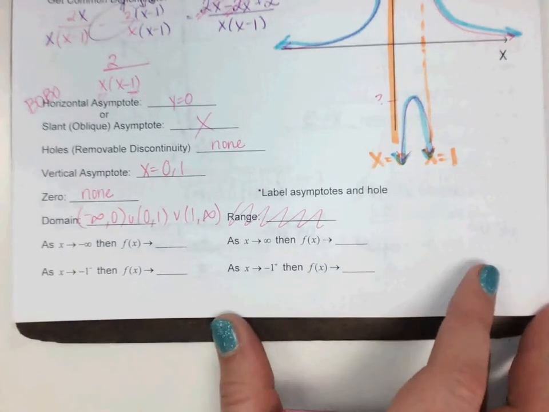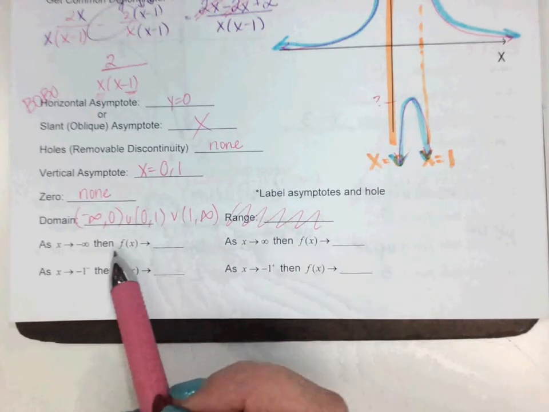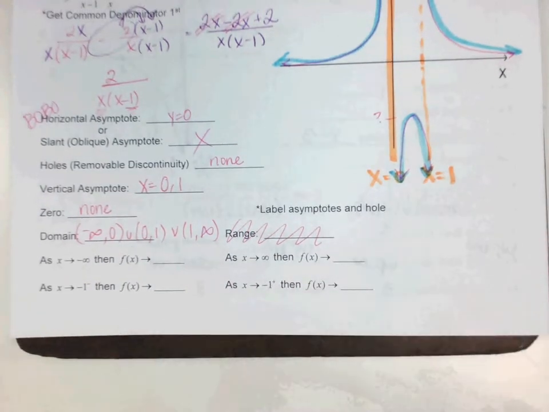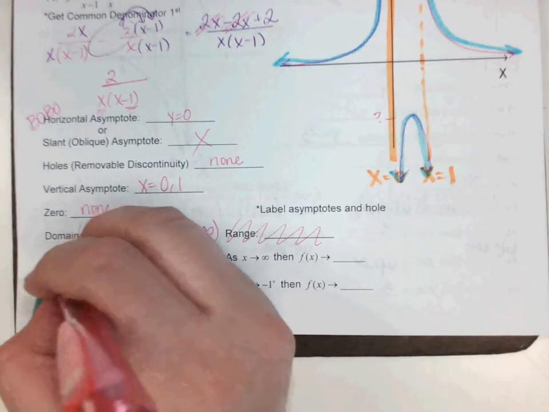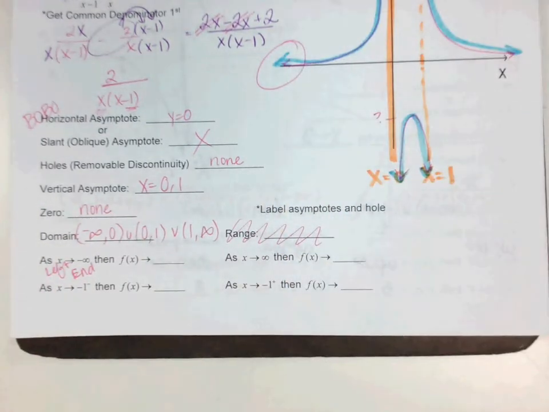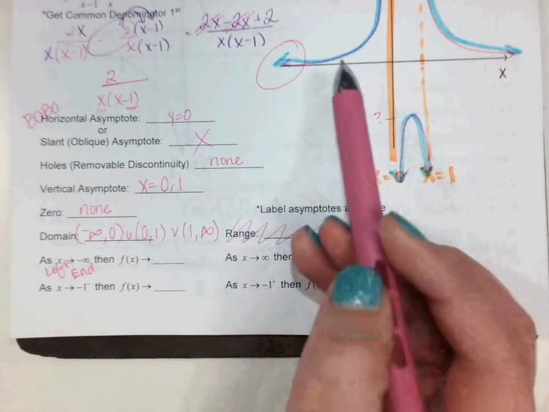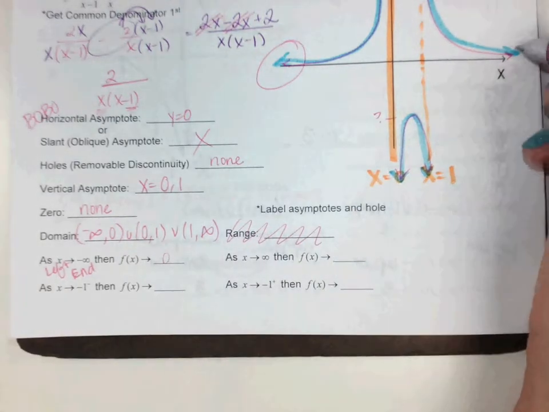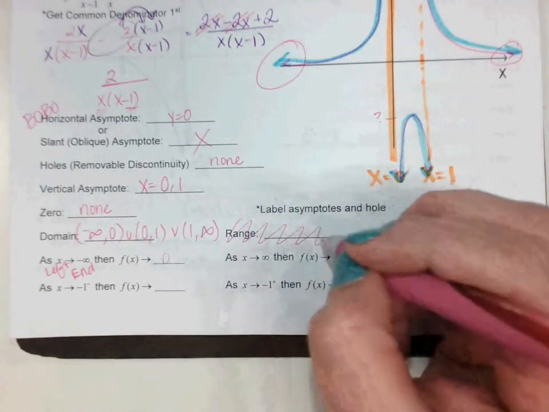Okay, last two sets of questions. As x goes to negative infinity, which end am I looking at, left or right? Okay, that's the left end. On the left end of the graph, where is it headed? What y value is it headed to? 0. What about on the right end of the graph? Headed to 0.